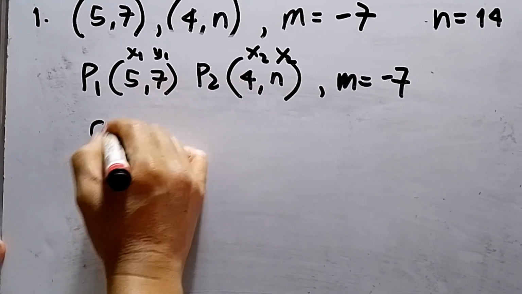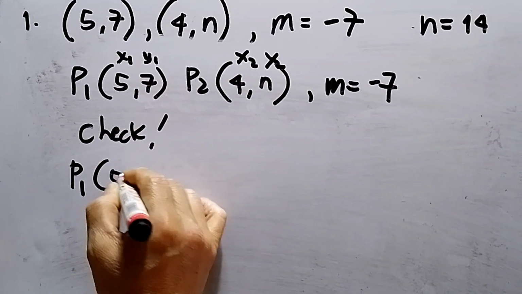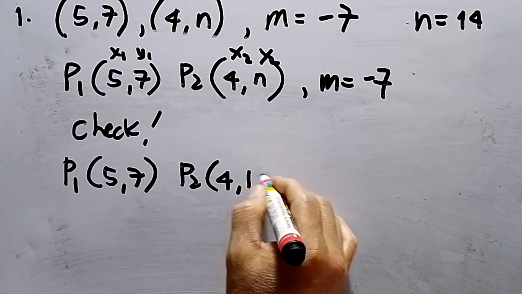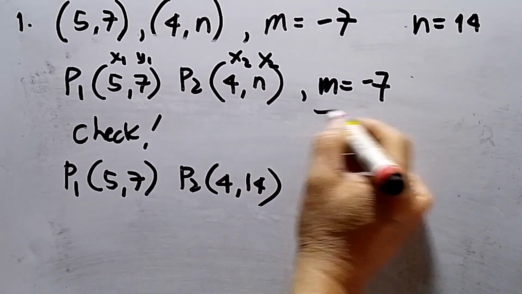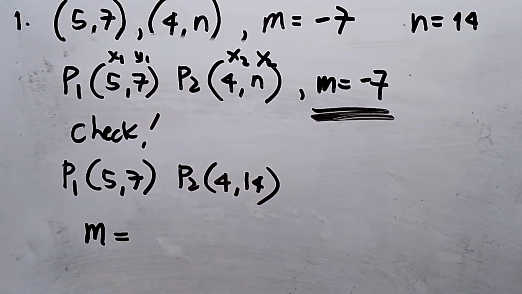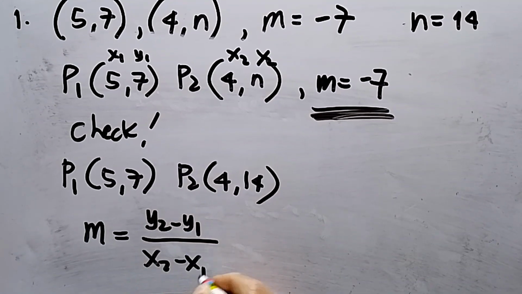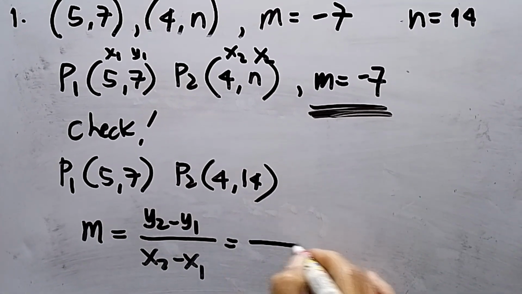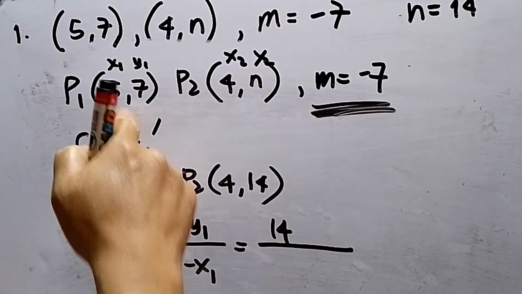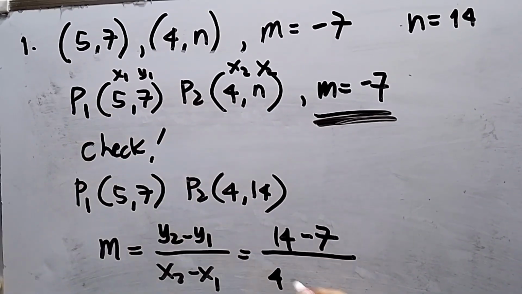So I will check if this is correct. So I have now point 1, 5, and 7. Then my point 2 coordinates are 4 and 14. So I will check if this will come up m equals -7. So by using this formula, slope y2 minus y1, x2 minus x1. So this will be y2 is 14, 14 minus 7. And then x2, 4 minus 5.